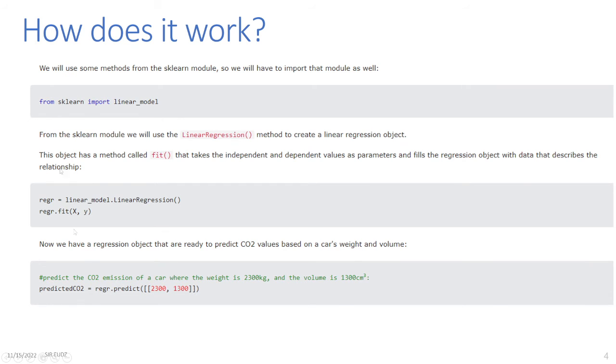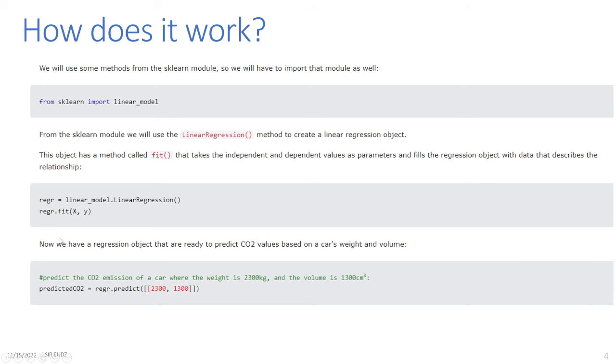So let's take a look again. We have to import linear_model. Then the linear model actually has the LinearRegression method, so this creates an object, the regression object. And then you have to place data on the regression object using the fit method by supplying the values of X and y. And the regression object now will contain the data that describes the relationship of these two variables.